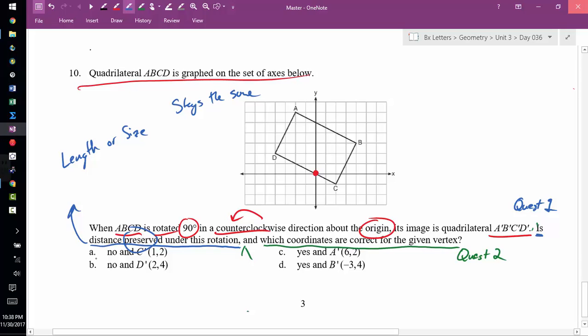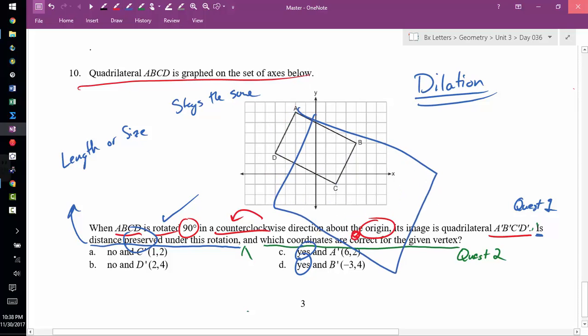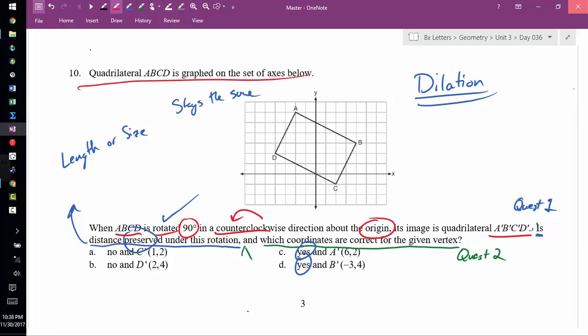And distance is like, is the size of that rectangle going to stay the same? And on a rotation, the answer is yes. It is going to stay the same size. The only one that would change size, that would not preserve distance, is dilation. Remember, a dilation is a zoom. It's either going to make it bigger or smaller. That's not what took place. This is a rotation. So just answering question one, that eliminates half the answer choices.